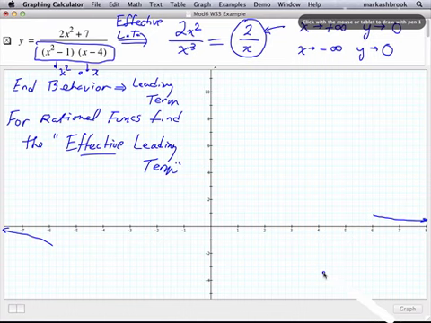How would you find the zeros of this function? Anybody? Set the numerator equal to 0. 2x squared plus 7 equals 0. What's that?